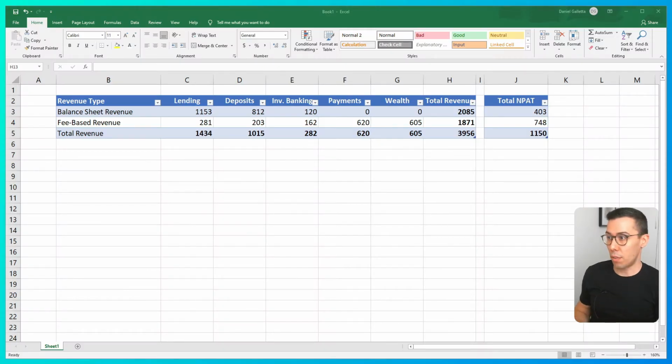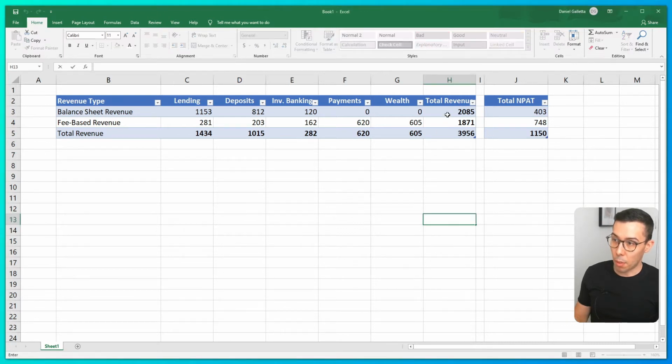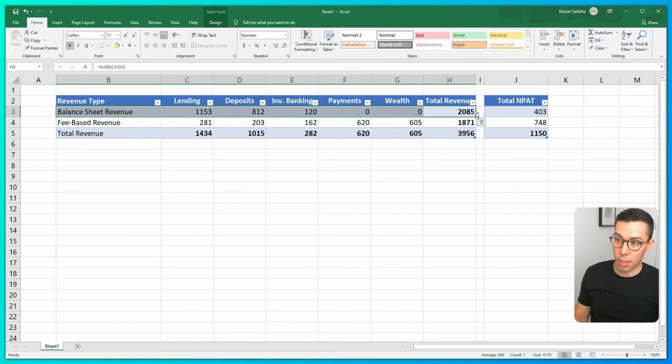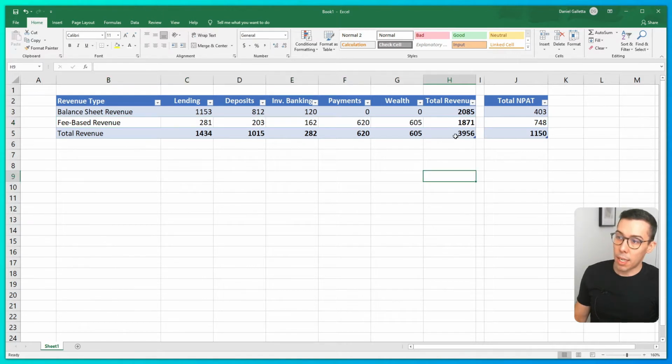Alright, we're going to start in Excel. Now here's some data that I have about global banking revenues. And what I can see here is that the majority of banking revenue comes from balance sheet revenue. So you see 2085 compared to fee-based revenue, which is 1871. But what you can see here is that although total revenue is higher for balance sheet products, net profit after tax is actually lower. So the insights I want to show on my PowerPoint slide are: yes, the majority of banking revenue comes from their balance sheet products like lending and deposits. However, the total net profit after tax actually comes from fee-based products. With that, let's jump into PowerPoint.